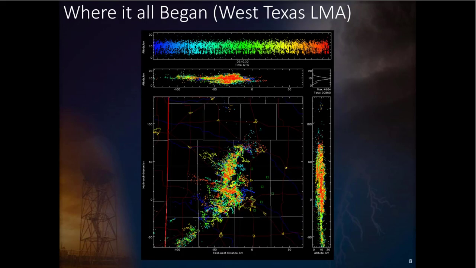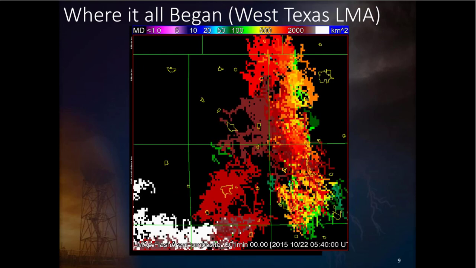We went back and looked, and 5 years ago, I gave a presentation on how we use the West Texas LMA in our operations, and this is one of the first slides there, and this is what got us kicked off into figuring out how we would be using the GLM in the future, because from that, we were actually able to start looking back at what GLM data may look like from an LMA perspective, in this case back in 2015.